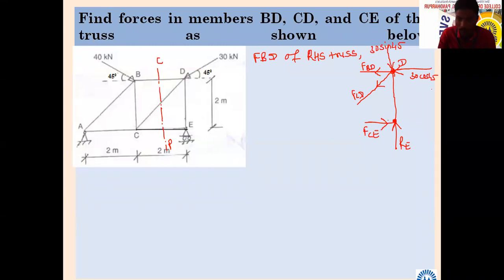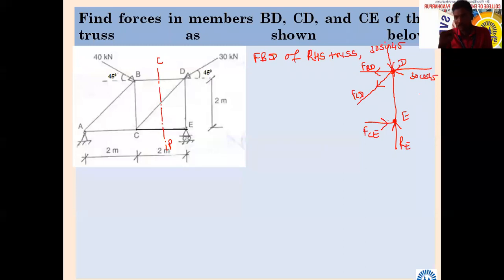Now, in this FBD, you may come across this point E. Is it necessary, or is it asked in the problem statement, to find the force in member DE? No, sir. It is not asked in the problem statement, so we should not think about member D to E.